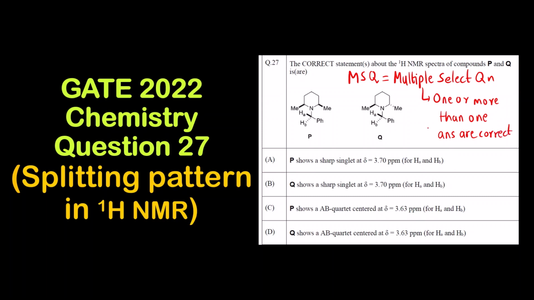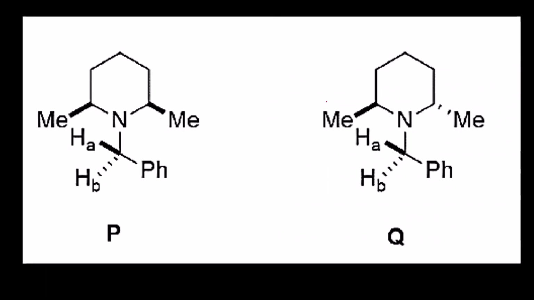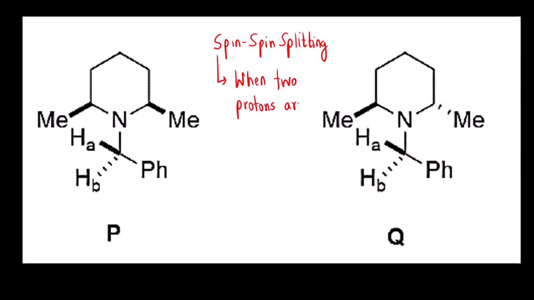So there are two compounds, one is P and another is Q. We have to determine the splitting pattern. First of all, let us understand when we get to see a spin-spin splitting. When does a signal split? That is the question. The answer is, spin-spin splitting takes place when two protons or two groups of protons are non-equivalent. What is the meaning of non-equivalent? That means they are present in different chemical environments.